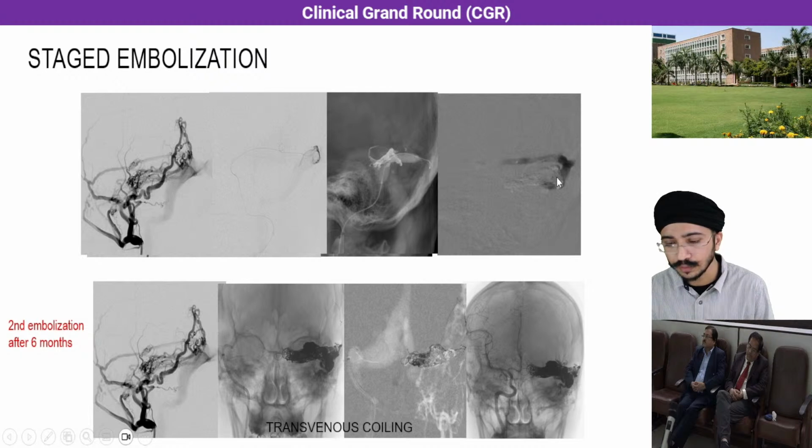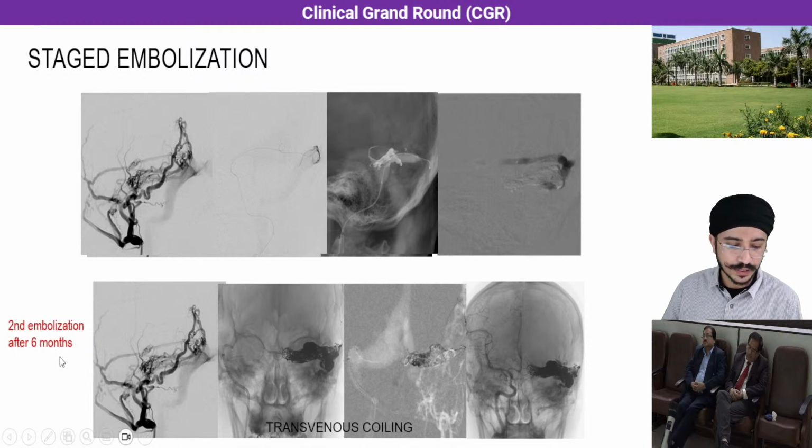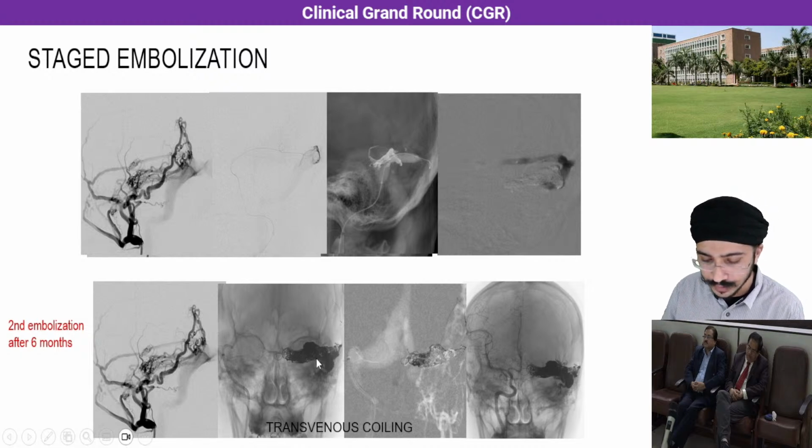The check runs revealed the complete obliteration of the fistula, but the patient again presented to us with the recurrence of symptoms. And the second sitting after 6 months was done. Here what we did was we took a transvenous approach on right side via transverse sinus. We reached via sigmoid sinus and transverse sinus. We took the microcatheter onto the left side where we employed the coils.